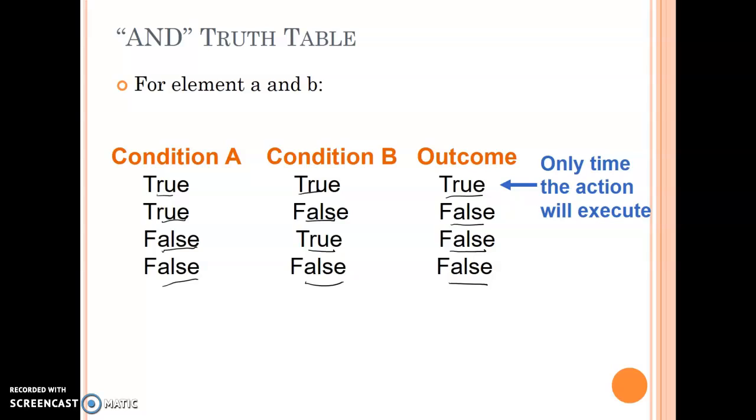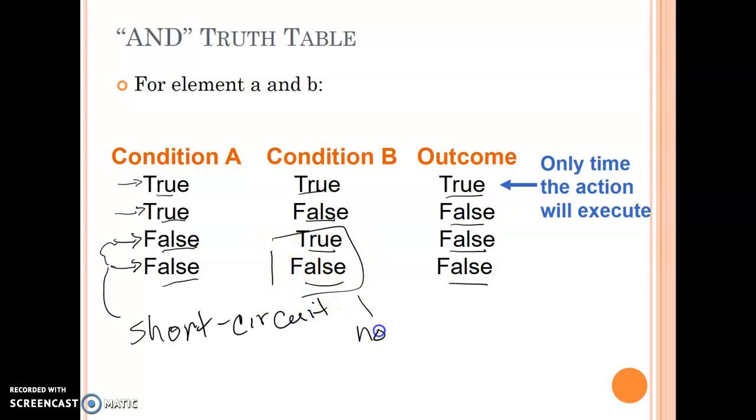Now, something that you need to understand is this idea of short circuiting. Under this condition with A being true, it has to test the B condition to determine whether or not the outcome will be true. But if the A condition is already false, then it will short circuit and it will not test the B condition, because it doesn't need to. It doesn't matter what B is if A is already false under the and scenario.